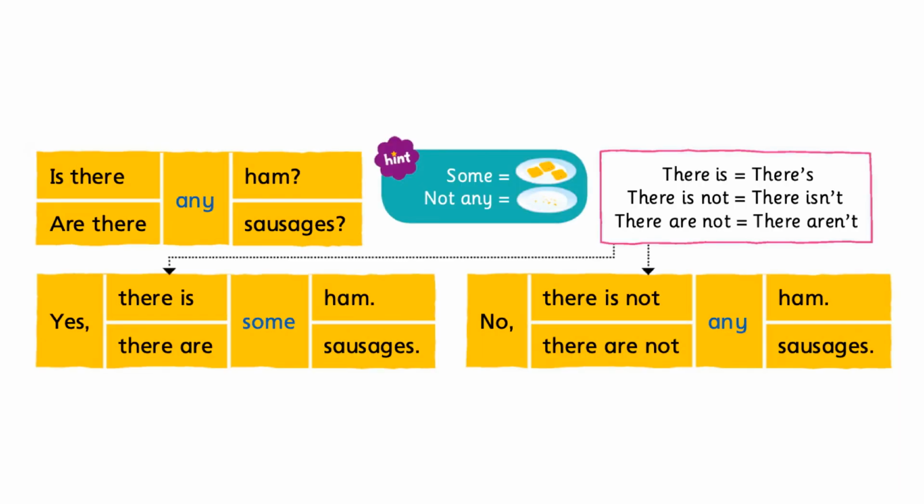Good. Let's look at the first grammar table. Is there any ham? Are there any sausages? We use any to ask questions when we don't know if there's a kind of food or not. We use any with is there or are there.